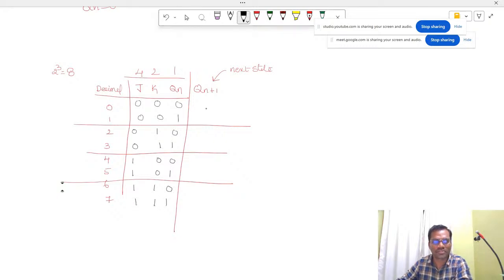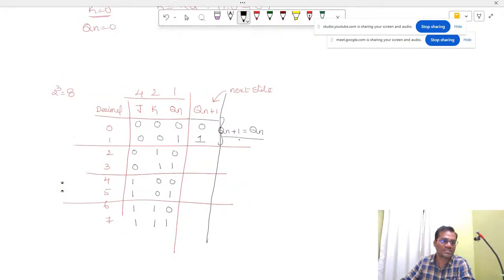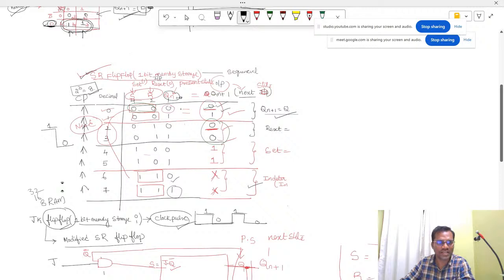So here I will teach you one logic. So here the value of Qn+1, which is nothing but the next state, is equal to Qn. So the next state values are how much? See this equation. The output equation is Qn+1 is equal to Qn. What are the values of J and K? 0, 1. So you can see this is the same. So this is similar to which gate? SR. Here also you have got Qn+1 equal to Qn as 0 and 1.